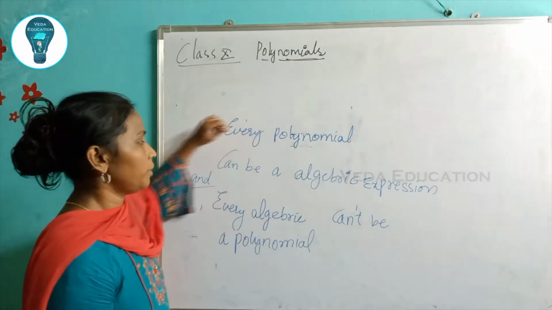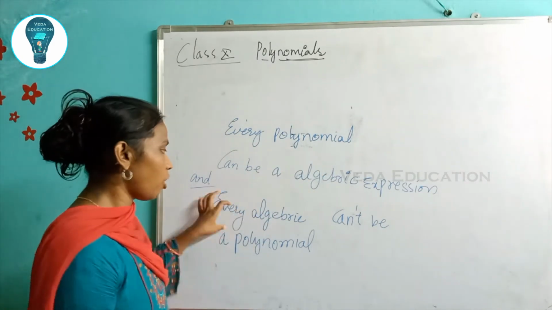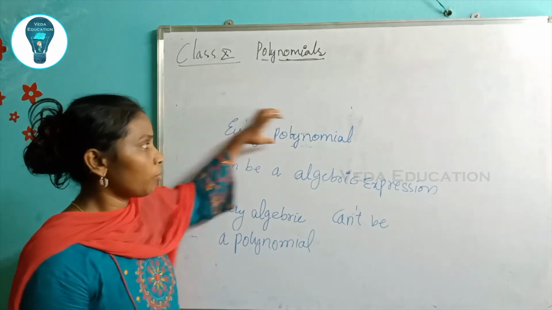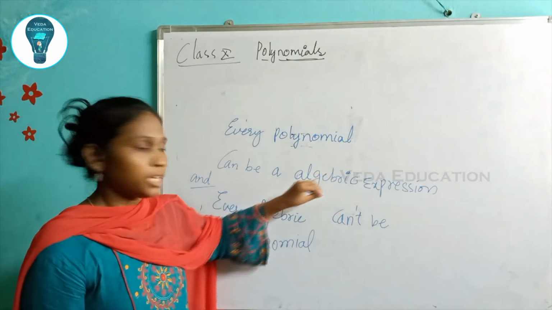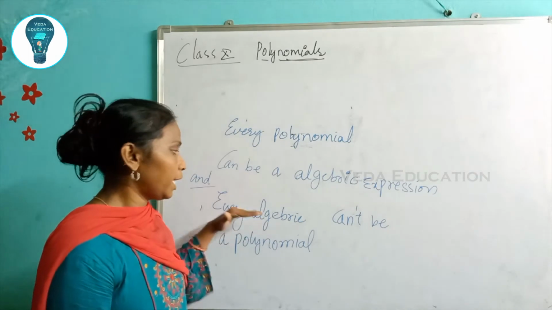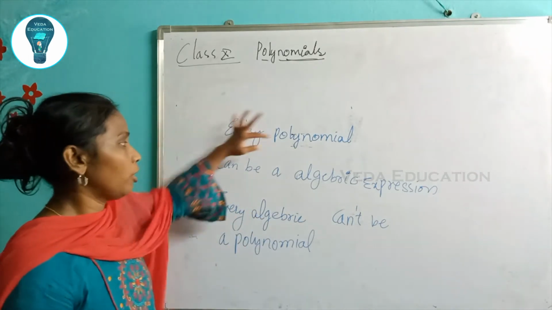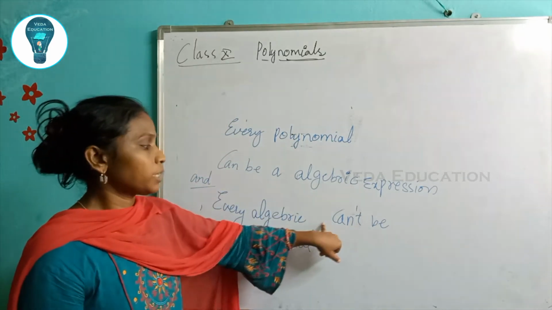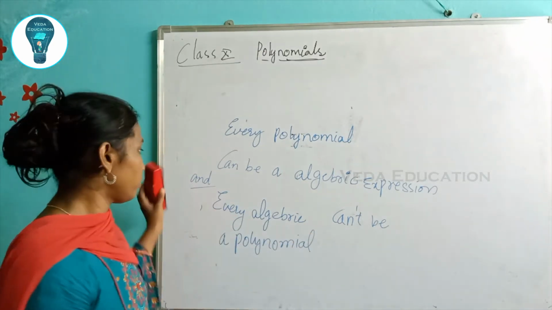All polynomials we consider as algebraic expressions, but all algebraic expressions we cannot consider as polynomials. Why? Because in a polynomial we have all positive powers. Algebraic expressions can have negative and positive integers as powers, but if we have a negative power, we cannot consider it a polynomial. Got it everyone? So every polynomial can be an algebraic expression, but every algebraic expression cannot be a polynomial. These two sentences everyone should remember.